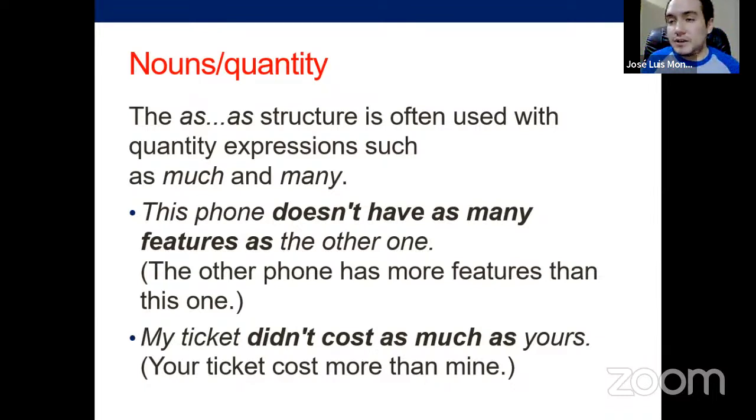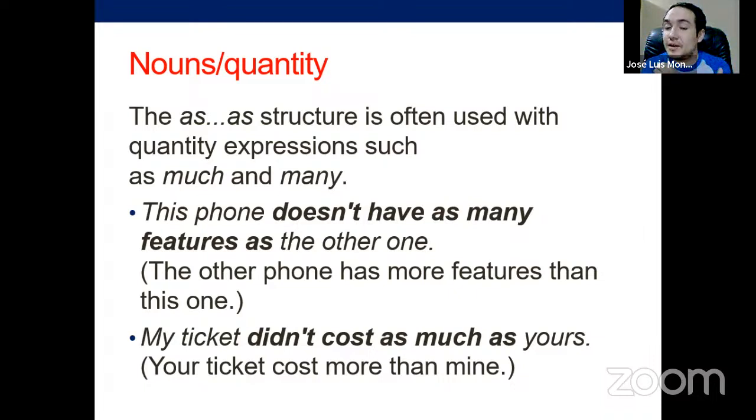It depends, right, if it's countable or uncountable. So this phone doesn't have as many features as the other one. The other phone has more features than this one. So in this case, you are saying exactly the same: the first one with the as structure, and the second one with the more or -er structure. That is the one that we learned before.